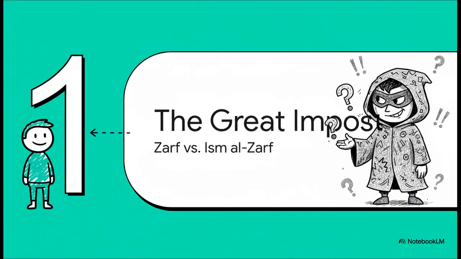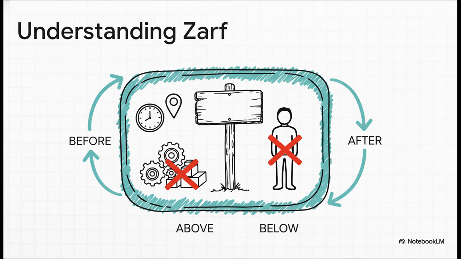All right, first things first, let's talk about the term you probably already know. Think of a simple zarf as the straightforward, easy-to-understand character in this story. The Ism al-Zarf, well, that's its more complex and, frankly, way more interesting look-alike. So, a zarf is just your basic adverb of time or place. You know these words. Foka, above, tahta, below, qabla, before, ba'da, after.